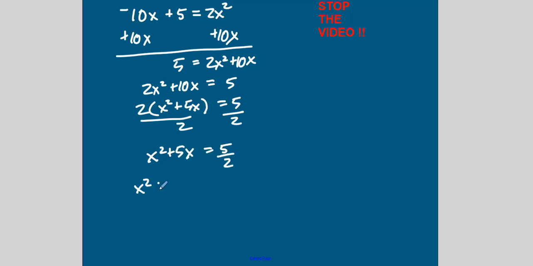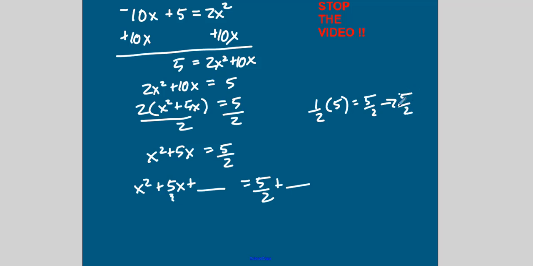Okay, then I'm going to complete the square, so I have plus blank equals 5 halves plus blank. So I need to take now half of that, so half of 5 is 5 halves. Then I'm squaring 5 halves, which is 25/4. So I'm adding 5 halves quantity squared to both sides, which is 25/4. Okay, let's do that. It's a little hard to read that one. Okay, so this is 5 halves quantity squared on both sides.